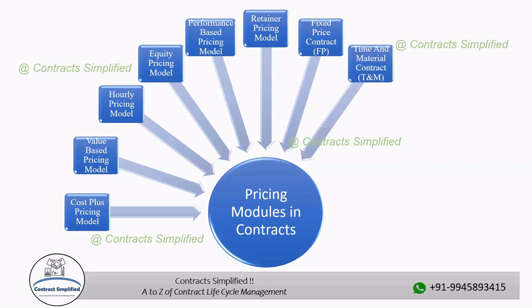Moving next, time and material contract. Time and material contract is a type of contract used in project management and procurement where the payment is based on the actual time spent and material used to complete a project or provide a service rather than a fixed price. T&M contracts are commonly used when the scope and requirements of a project are uncertain or likely to change during the course of the project.